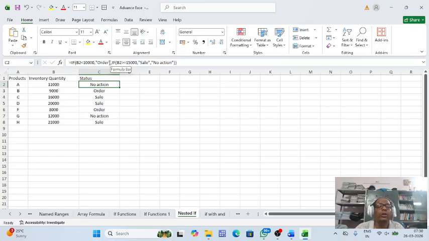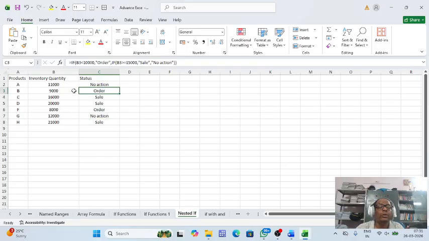That means your quantity is not sufficient, so that's why you order. Comma, if B2 is greater than or equal to 15,000, then we will sell the product because it is over inventory. Otherwise, there will be no action. Okay, so it is a nested IF function that has been applied. When there are multiple conditions, then we will be applying this function. I hope it is clear.